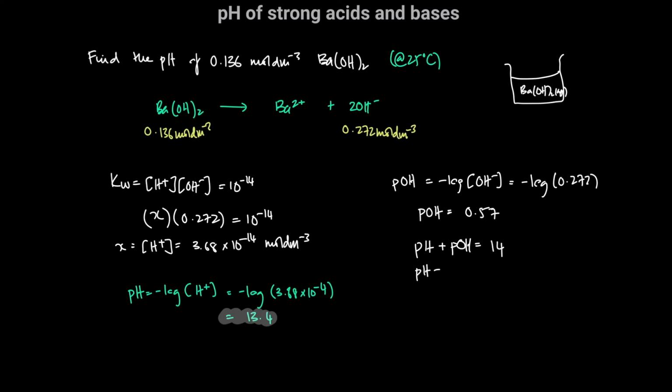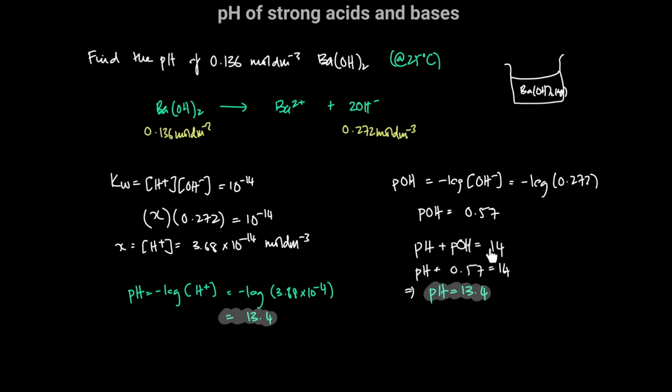Now we know that in aqueous solutions at 25 degrees Celsius, pH plus pOH is equal to 14. So the pH plus 0.57 is equal to 14, and that gives us pH is equal to 13.4. So we get the exact same answer. If you know the concentration of hydroxide, you can first find the concentration of H plus ions and then the pH, or you can just find the pOH and then the pH.